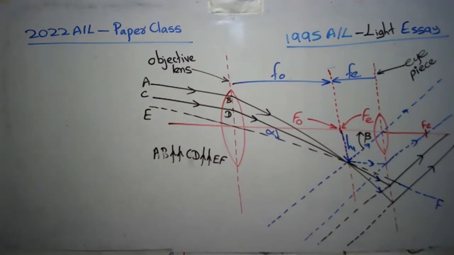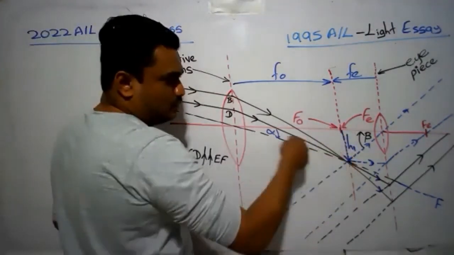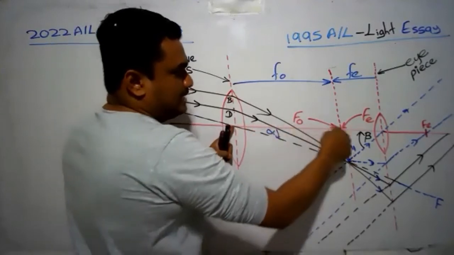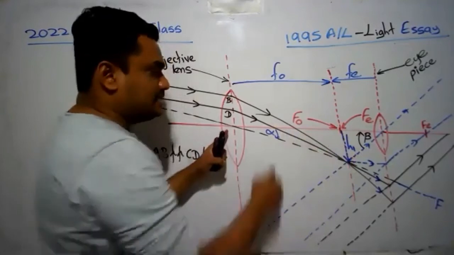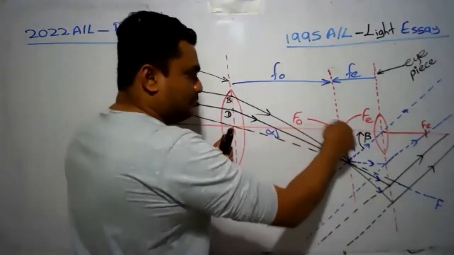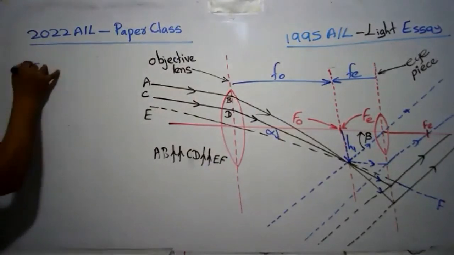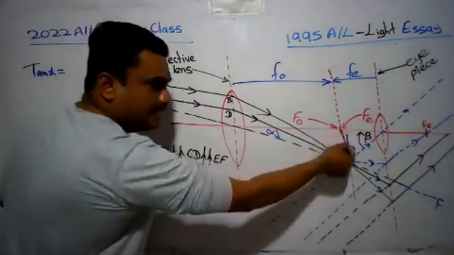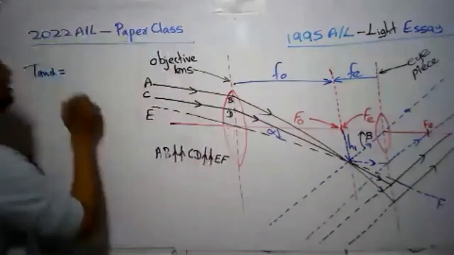Right. By looking at this triangle, you see H1 is the height of the opposite side, and F naught is the length of the adjacent side. Opposite side of alpha is H1, adjacent side of angle alpha is F naught. So we can write an expression for tan alpha. Tan alpha equals opposite side H1 divided by adjacent side F naught.